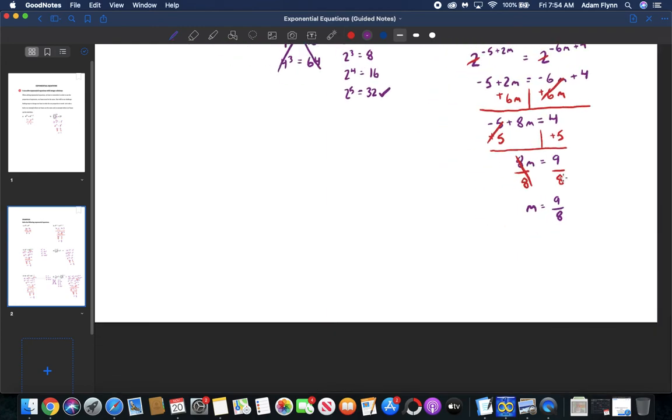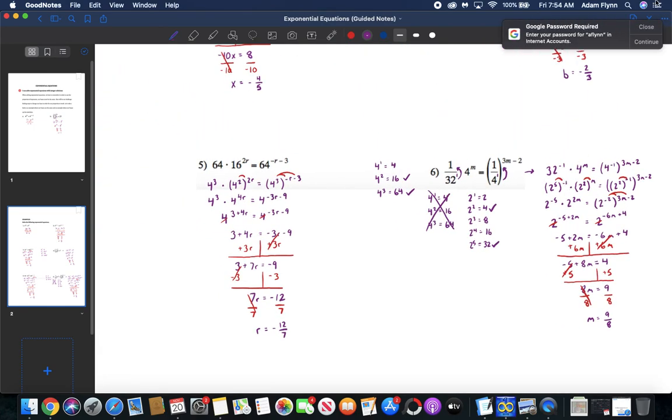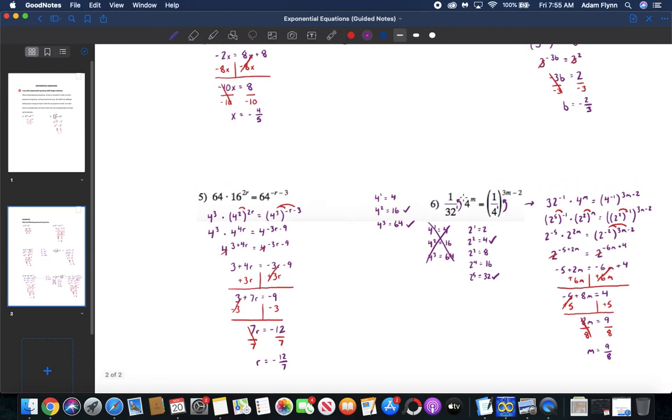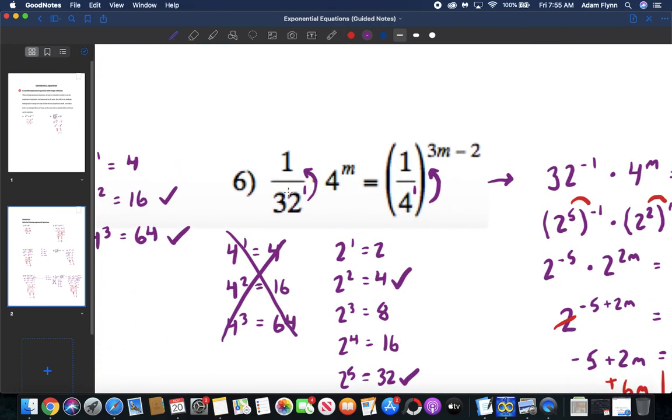One thing that I would like to discuss really quick that we didn't see on any of these problems: if you're ever given a fraction, so let's say instead of 1 over 32 in this problem times 4 to the m, we had 4 to the m divided by 32, then we would have a fraction, so we would have to use the quotient rule. Even though we didn't do a quotient rule example in any of these problems, that is something you very well could see, and we can take a look at some examples next week in class.